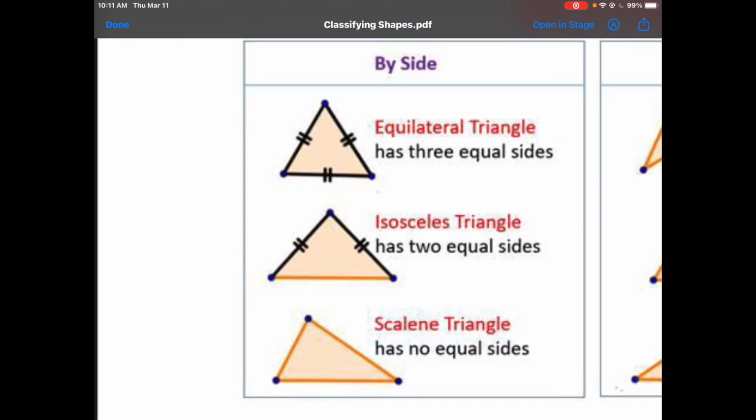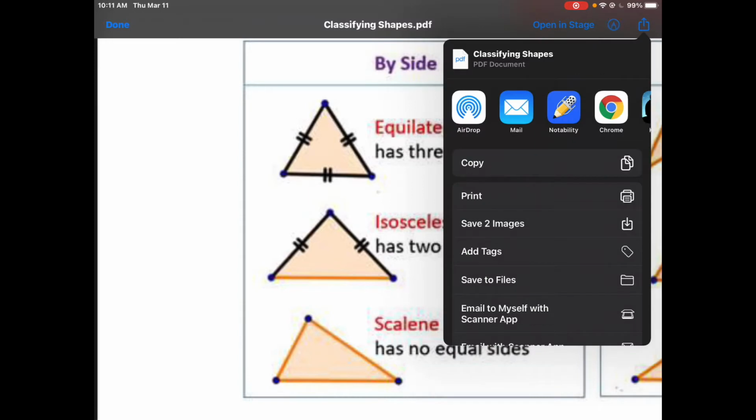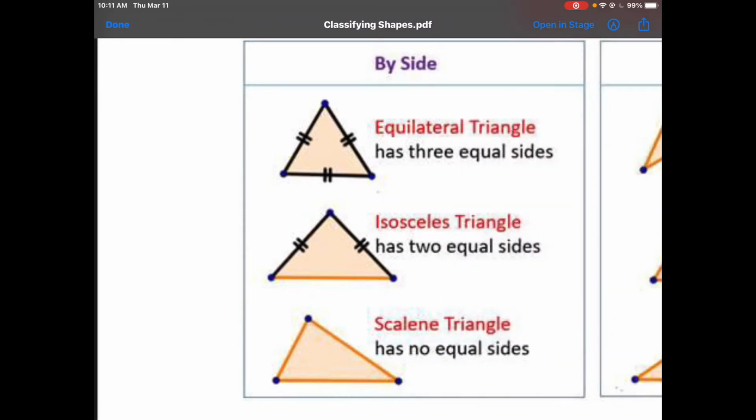An equilateral triangle has 3 equal sides. So the distance or the side length of each of these sides is going to be the same, okay? All the same length. So maybe they're all 5 inches, okay?